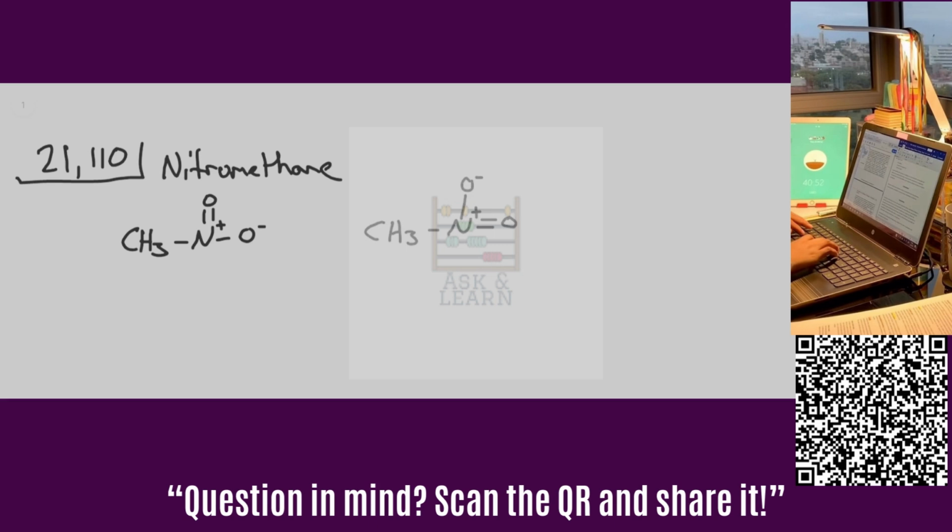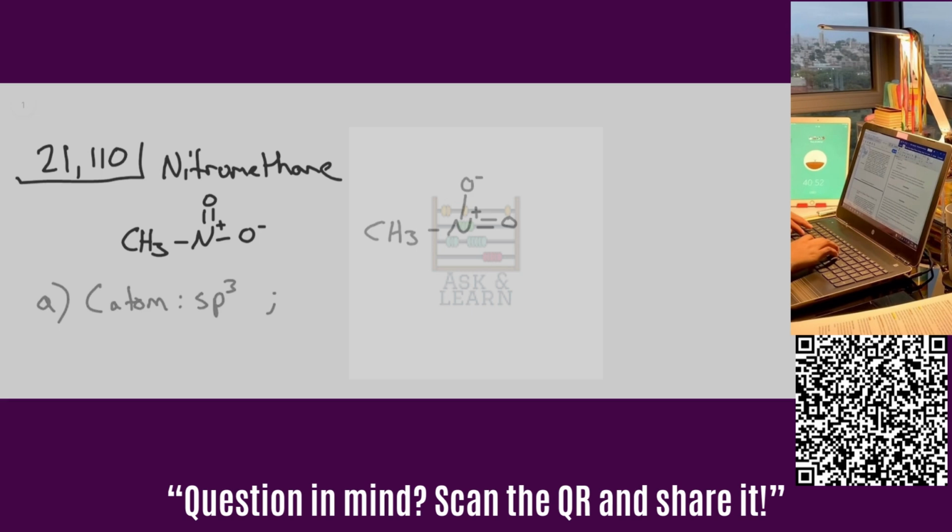So the first question that we're asked is, what is the hybridization of the carbon, and how many hybrid orbitals are in the molecule? So first, let's talk about the carbon hybridization. Here, this carbon is bonded to 4 atoms, so the carbon atom has sp3 hybridization.